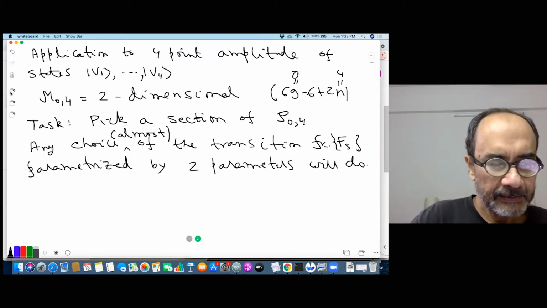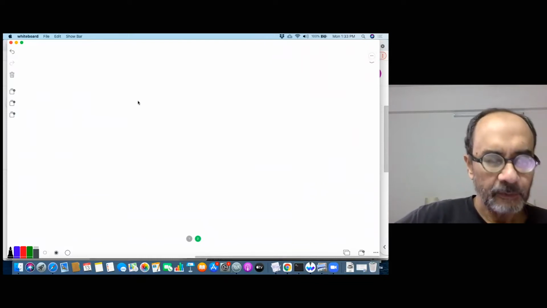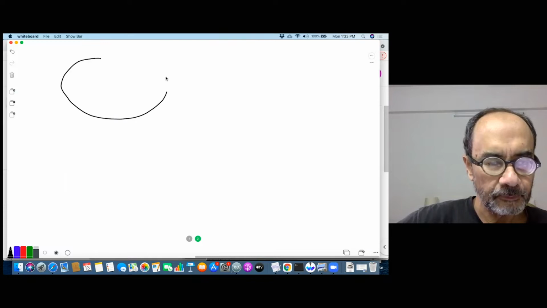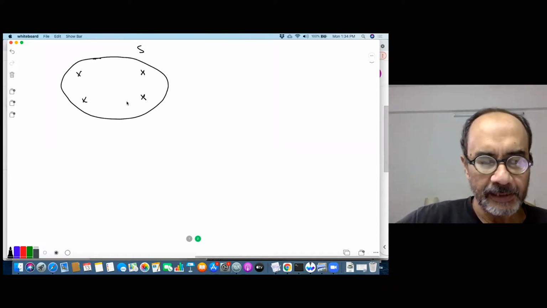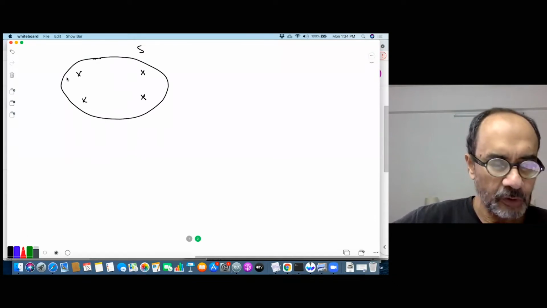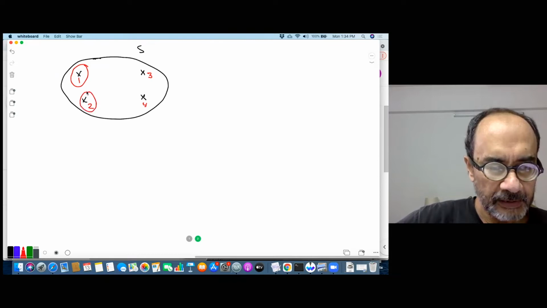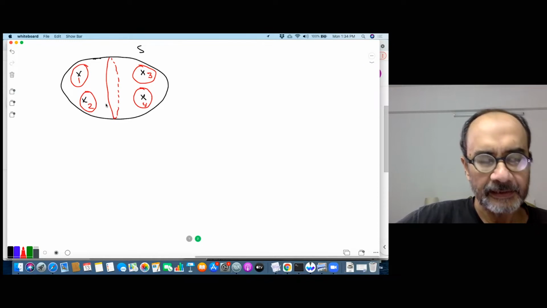Let me remind you what our procedure was. We have a 4-point function on the sphere. This is our sphere, and you have 4 punctures. First you have to divide it into regions using circles. Let me first mark the punctures 1, 2, 3, 4. We draw some circles around these, so these are disks, and one more, so that each piece is a sphere with 3 holes.